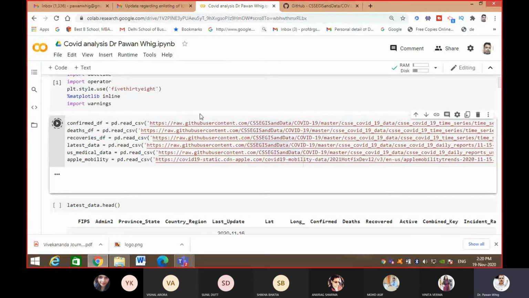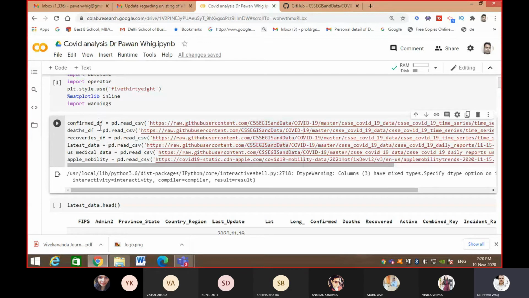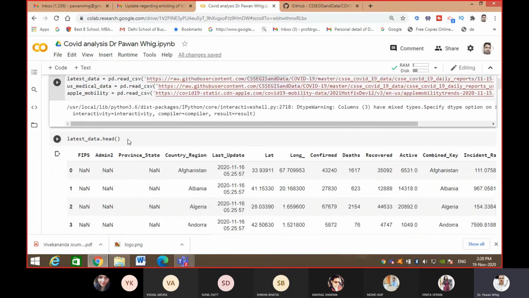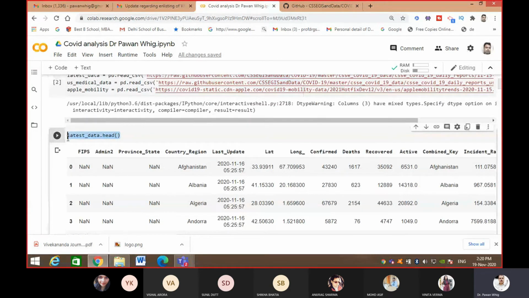So let me fetch the data first. Once we run this, the data from these sites gets fetched and is stored with these names. Confirmed means confirmed COVID cases, DF means data frame, then deaths, recoveries, and latest, and US data and Apple. So these are the datasets. You can see the data, like the latest data. If you want to see the latest data, you just have to type the name with head. When you type head, you will have the top 5 rows with you.